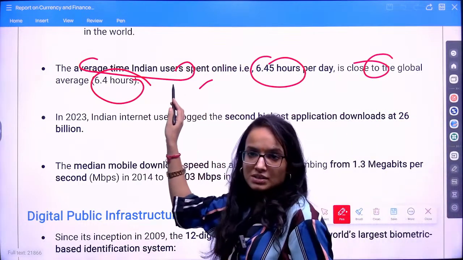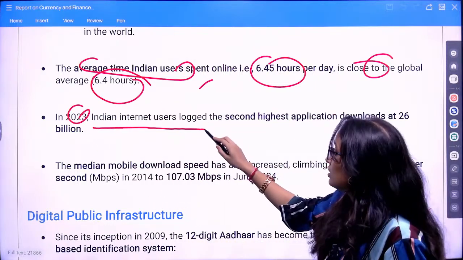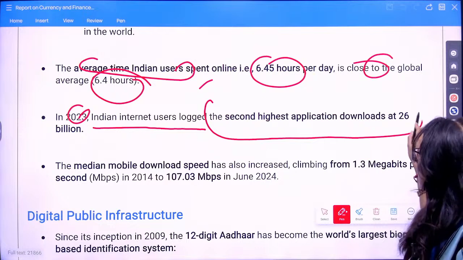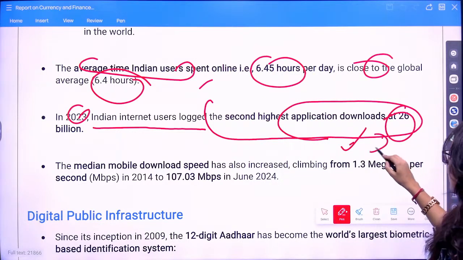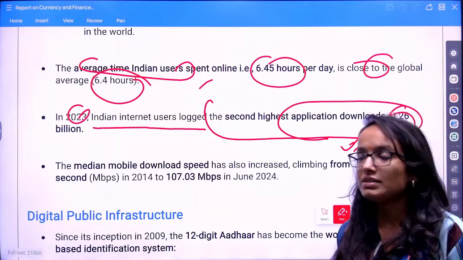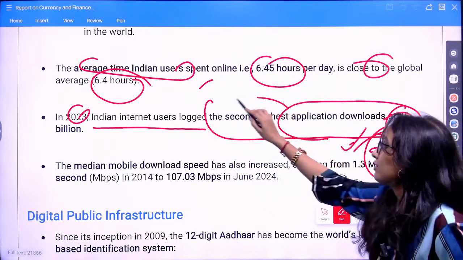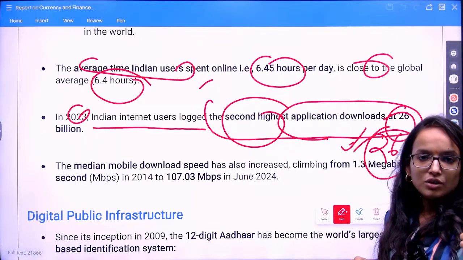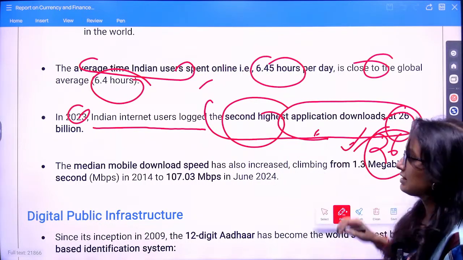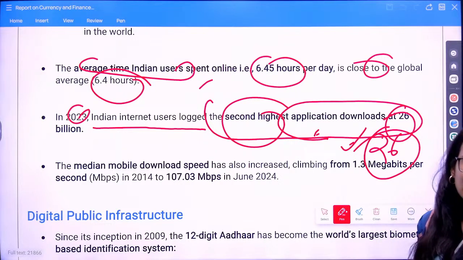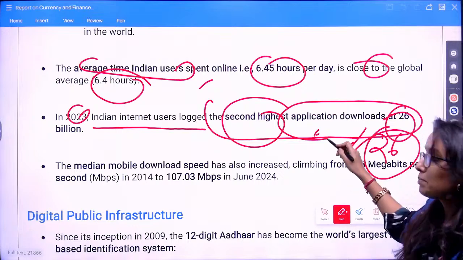Remember this data, this is important. In 2023, Indian internet users logged the second highest application downloads, at 26 billion. Remember this figure, 26 billion. So in 2023, Indian internet users were at the second position. We were the second highest application downloaders, right? 26 billion is the number. Remember, 26 billion, second highest application downloads.